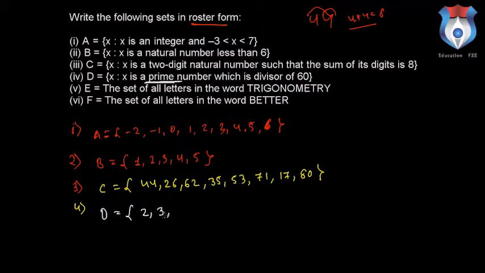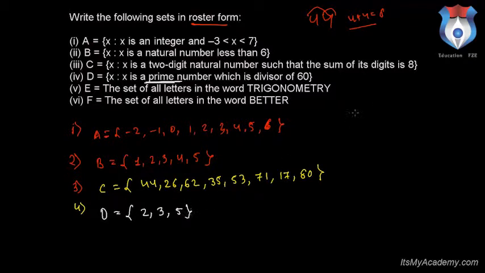Another one is 3 times 20. Alright, another is 4, but I'm not going to write 4 because 4 is not a prime number. And 5 times 12. Alright, next one is 6, but I don't have to write 6 here. And then 7, no, there's no other one anymore. 15, not. So these are 2, 3 and 5. These are the only prime numbers which can divide 60.